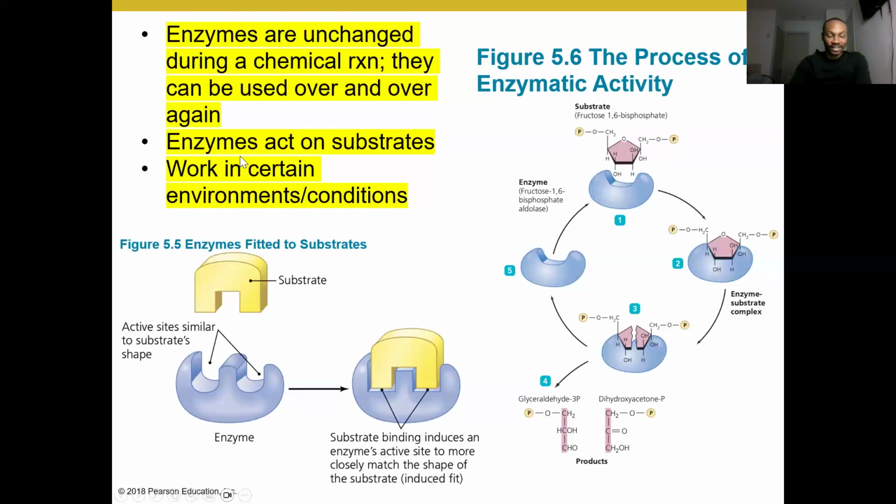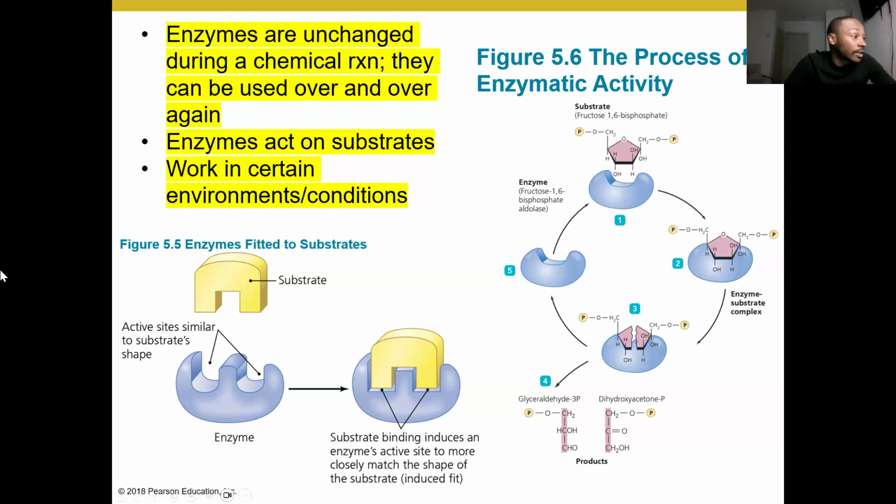Enzymes are types of proteins, right? Enzymes act on substrates. Remember that. They only work in certain conditions, right? So if this enzyme is in the body and it's supposed to work at a pH of 7.45 or 37 degrees Celsius, if you take it out of that range, it's not going to work anymore. Okay, so remember, it only works in certain conditions.